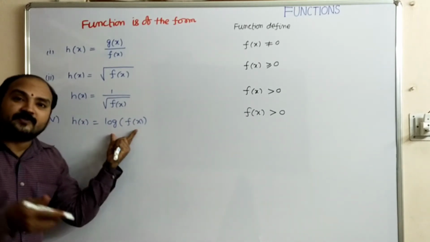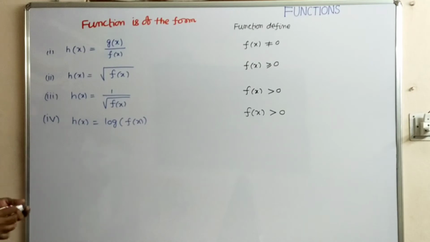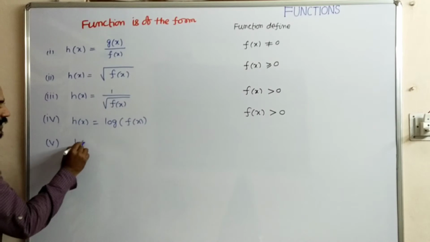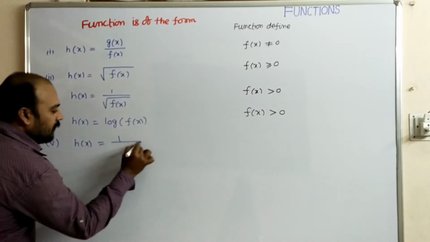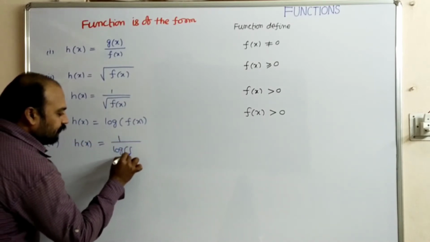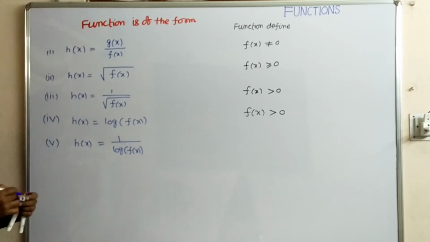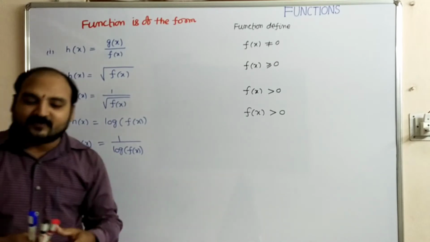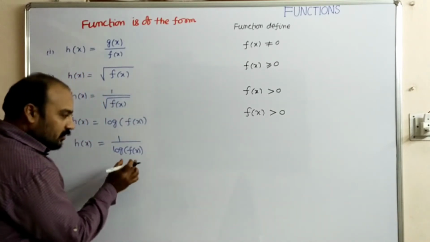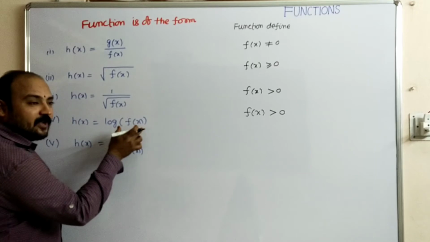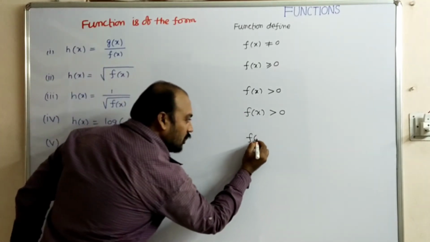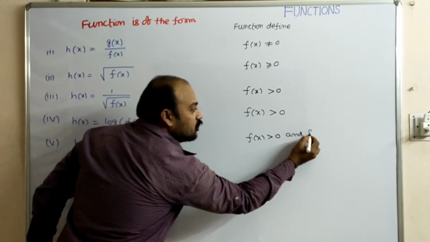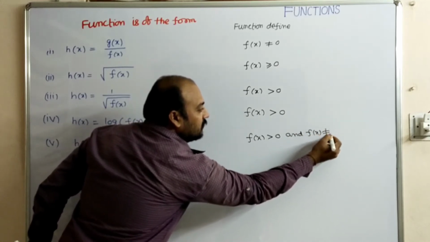Suppose this log f of x is in the denominator, in that case how do we deal with it? That is the fifth case. h of x is in the form of 1 by log f of x. Whenever the function is in this form, 1 by log f of x, two cases will arise. One is that log f of x is defined only when f of x is greater than 0. Not only that, f of x should not be equal to 1.